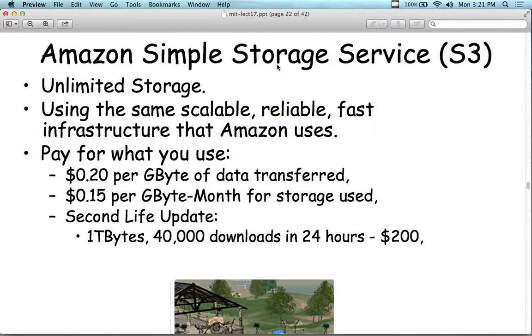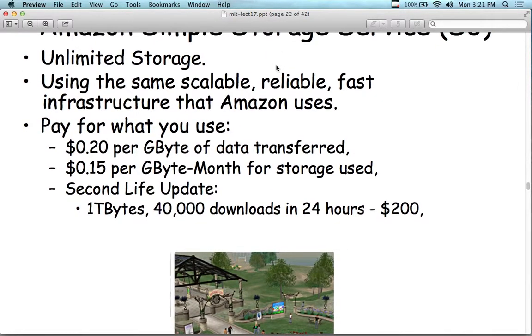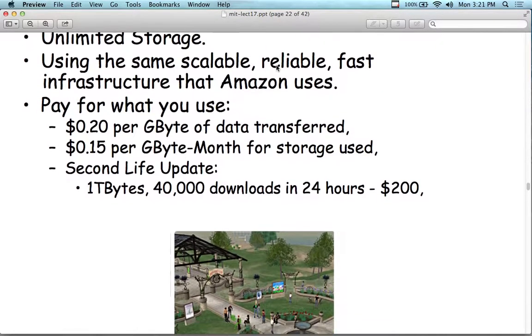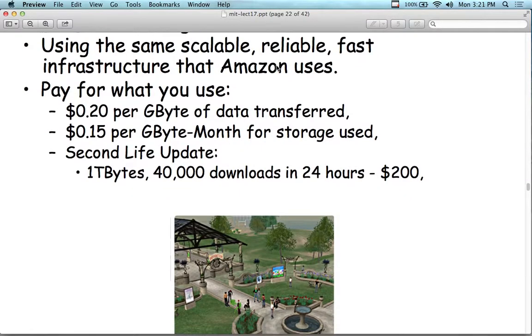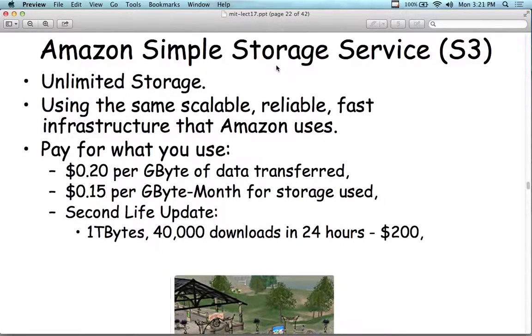So we have a bunch of utilities that are supported through Google Play. Amazon Simple Storage Service, S3, because we have three S's in there. Unlimited storage, using the same scalable, fast infrastructure that Amazon uses. So we don't have that problem, which is actually kind of interesting. It's actually sort of the same thing people get when they get storage units, which is kind of a phenomenon, and I never really thought about that.